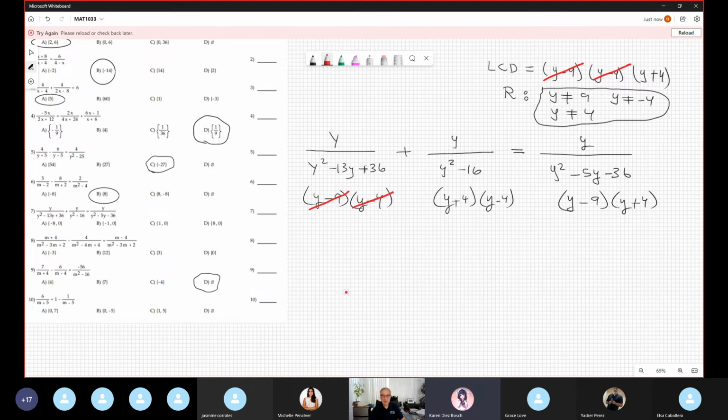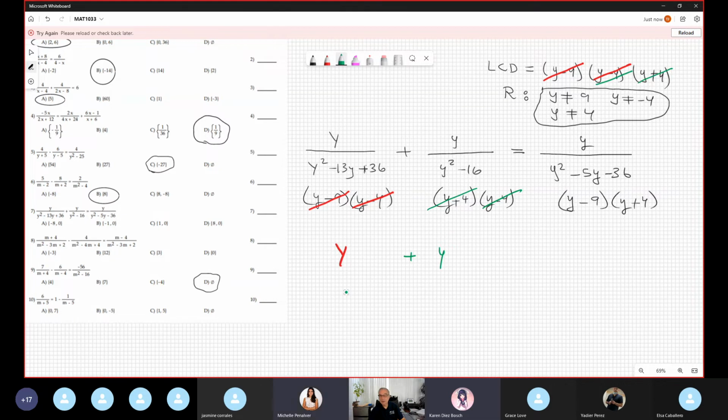And what stays alive? Yes or no? Then I change the color of the marker. I multiply the LCD again by the second expression. I see that y plus 4 is cancelled and y minus 4 is cancelled. Maybe there are coincidences between the two colors, but the red color indicates you cancel out in the first fraction, and the green color in the second. So you have y staying alive, this y.